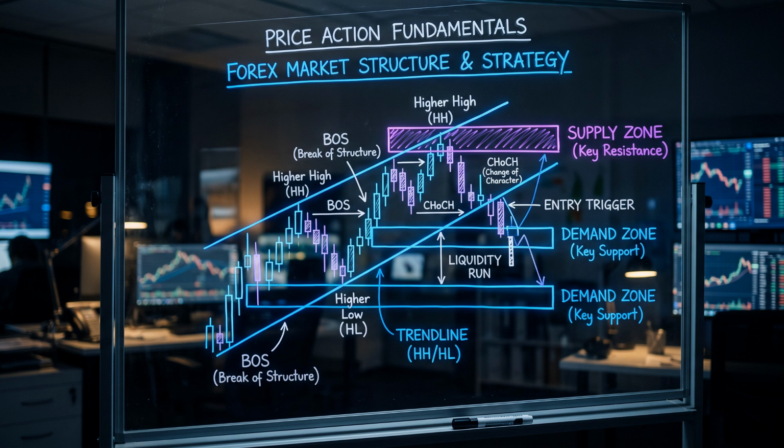Woven into this trending structure are specific zones and behavioral concepts that traders use to pinpoint high-probability setups. The chart displays blue demand zones, which act as key support levels where buying interest is strong, and a purple supply zone at the top, representing key resistance where sellers are expected to step in.